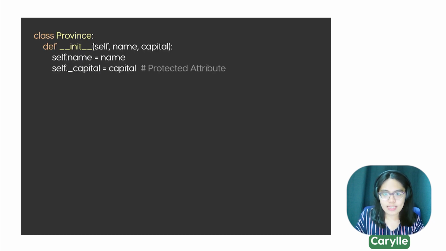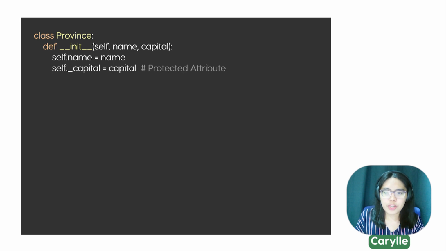In Python, encapsulation is often implemented by making an attribute protected by prefixing its name with an underscore. This is more of a convention than a strict rule. Let's change the province class, which previously had a public attribute self.capital, and replace it with a private attribute self._capital.